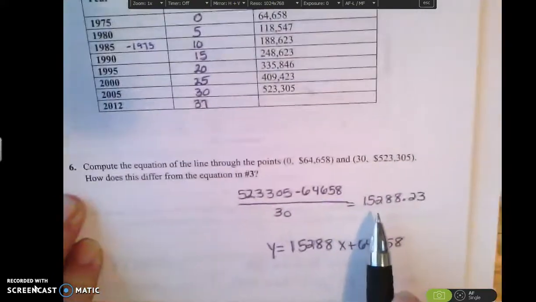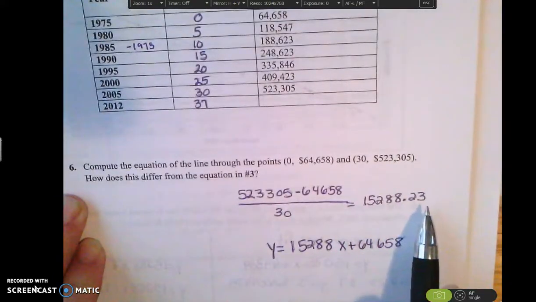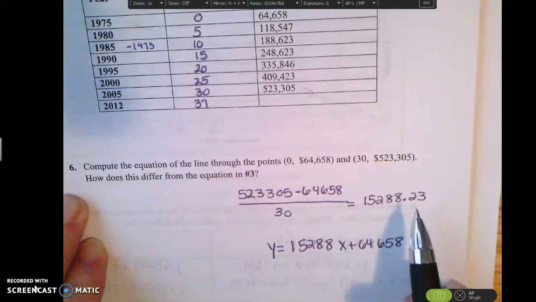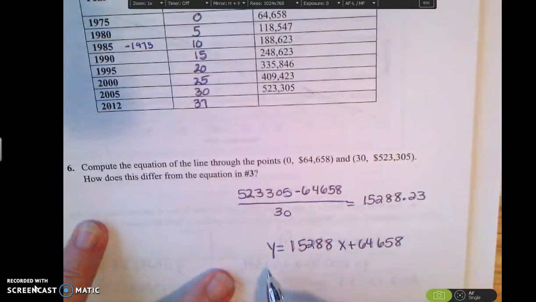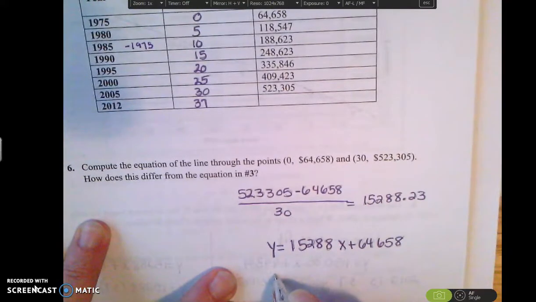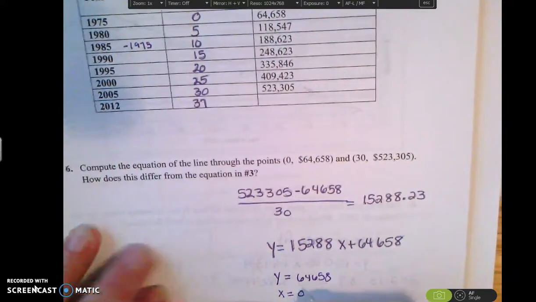So I end up with 15,288.23, which is pretty much what I had last time. But this is my equation this time. The y value that I used this time was 64,658. My x value was 0.